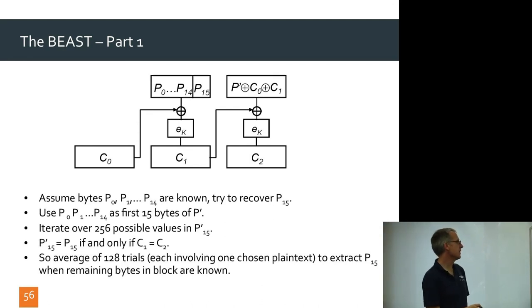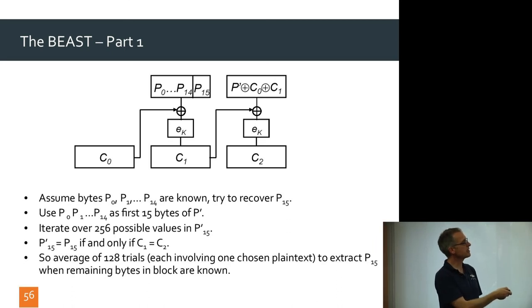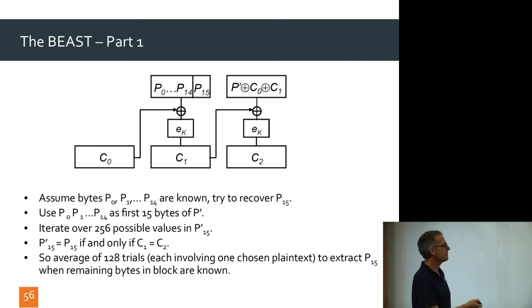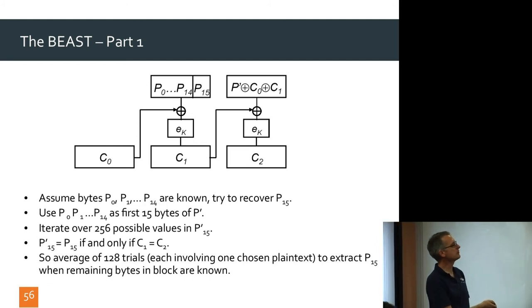So what do we do here? We build a block P dashed, which is going to equal P0 up to P14 as the first 15 bytes. So basically this P dashed is identical to these bytes here. And we vary P dashed in the last byte position over all 256 possible values, and we get each one encrypted in turn. Okay? And eventually, you'll find that P dashed is equal to P15 if and only if C1 is equal to C2. So again, if this P dashed value here was equal to this entire block, then C1 will equal C2. And if it's not, then C1 will not equal C2.